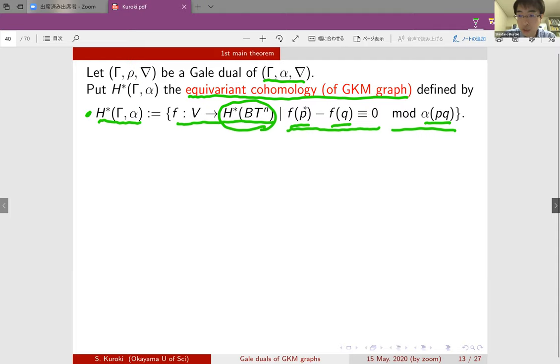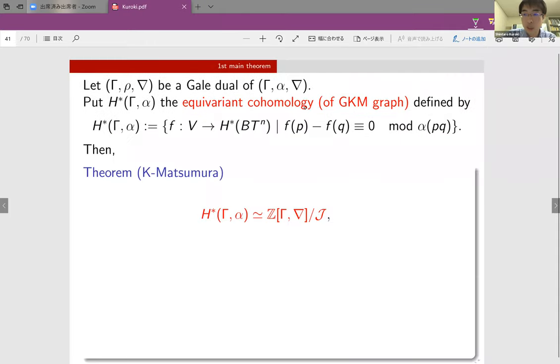The first theorem is related to this problem. Tomoo Matsumura and I determined the ring structure for this case. Our result is that H*(Γ, α), the equivariant cohomology of a GKM graph which is extended to a torus graph, is isomorphic to some quotient ring. I will explain it later.